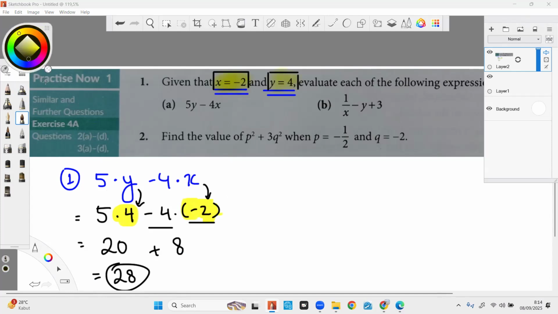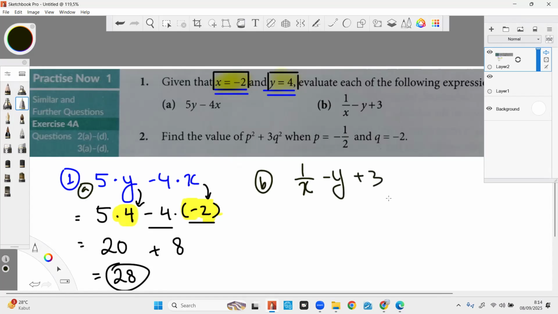Now, I give you some time to do question 1b. Okay, question 1a like this, question 1b, 1 over x, wait a moment, minus y plus 3. Okay, questions?